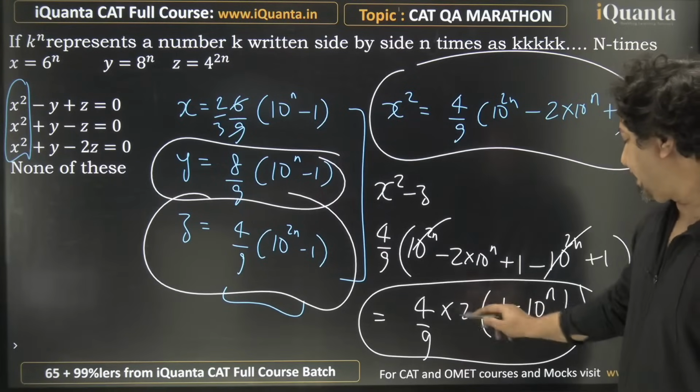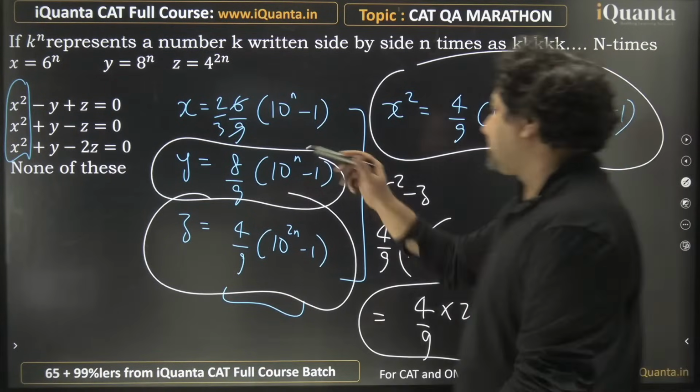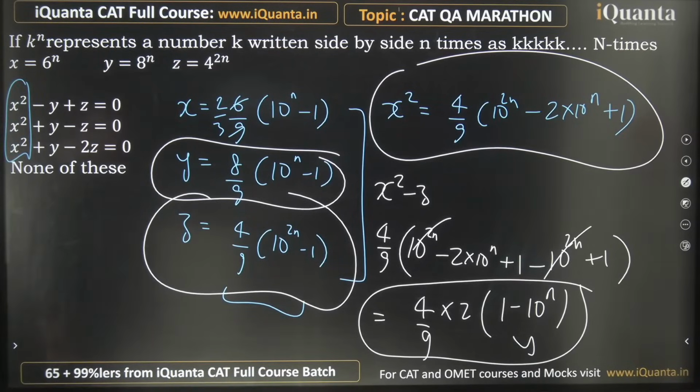4 into 2 is 8, 8 by 9. What is inside it? The opposite. So basically this is minus y. So if you do x square minus z, and then if you add y to it, you will get 0. So option B is correct over here.